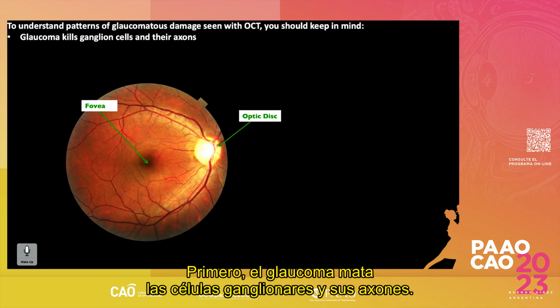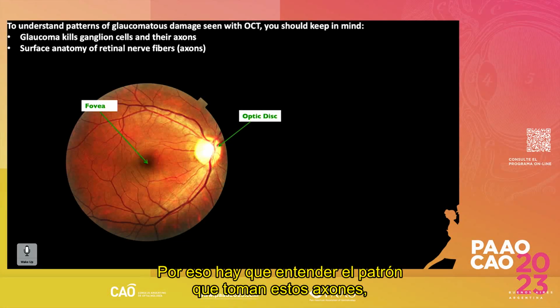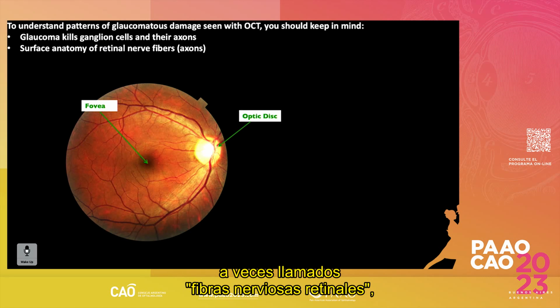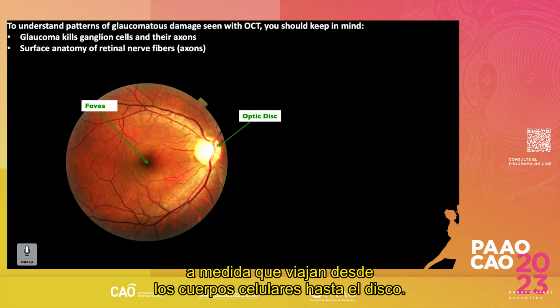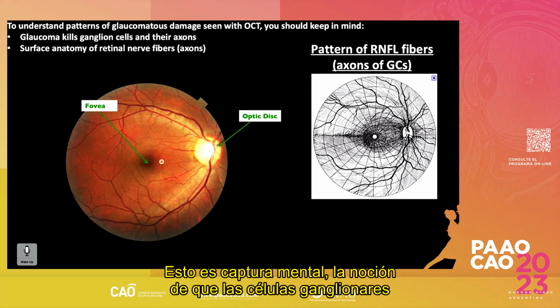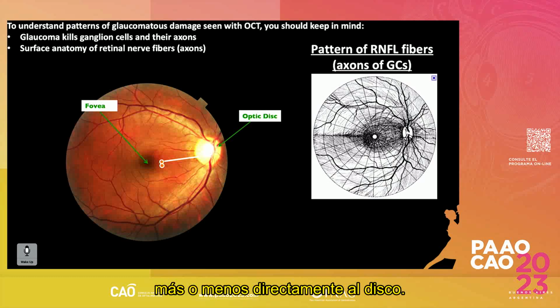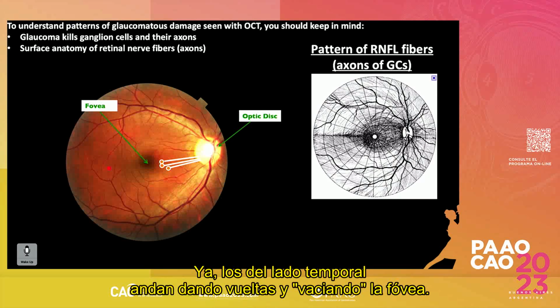First, glaucoma kills ganglion cells and their axons. So because of that, you have to understand the pattern that these axons, sometimes called retinal nerve fibers, take as they travel from cell bodies to the disc. So you've all seen schematics such as these. This is meant to capture the notion that the ganglion cells on the disc or nasal side send their axons more or less straight in to the disc, while those on the temporal side arc around and avoid the fovea.